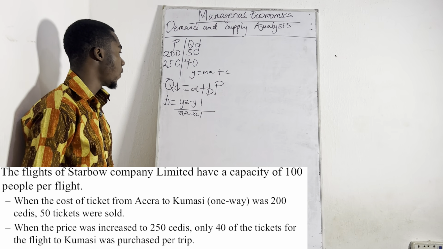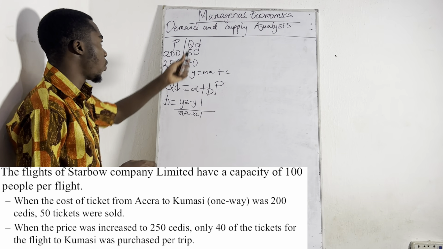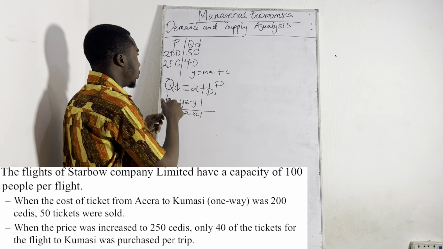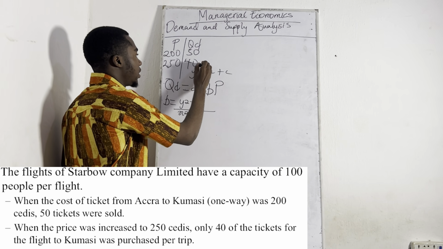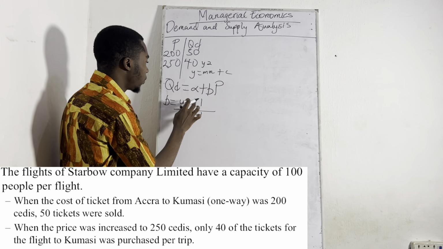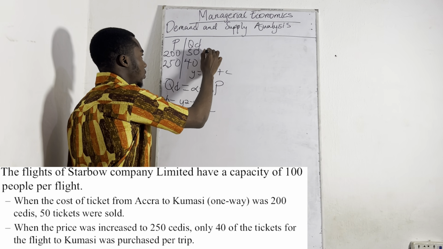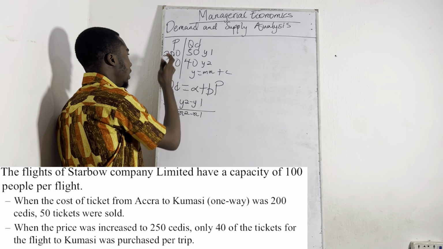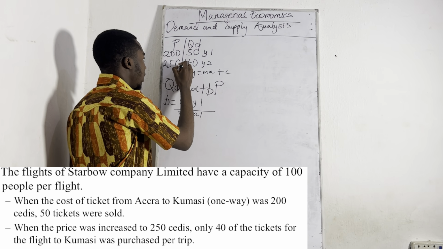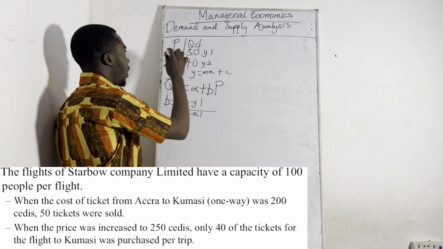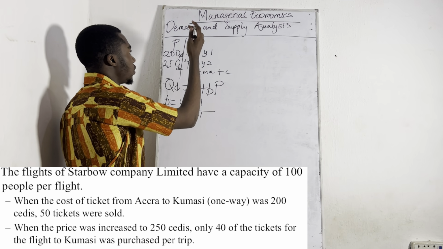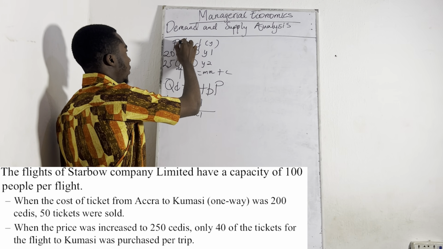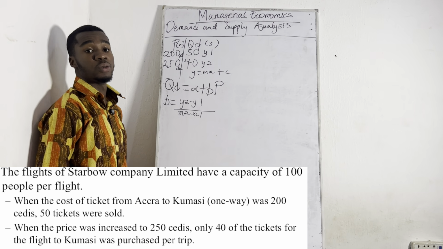So now for y2 and y1, since we know that our quantity demanded is always the y, the one at the top, we can make the second one, which is 40, y2. Then we can make the previous one y1. Since here is y2, it has to correspond to x2. So 250, we can make x2, then 200, we can make x1. We already know that always the quantity demanded should be y. So put in your head, always the quantity demanded should be y, and the price should also be x.